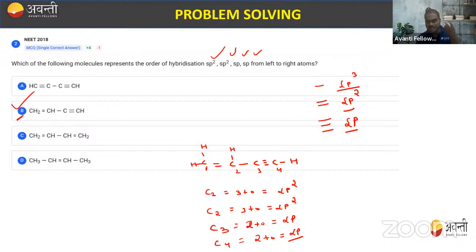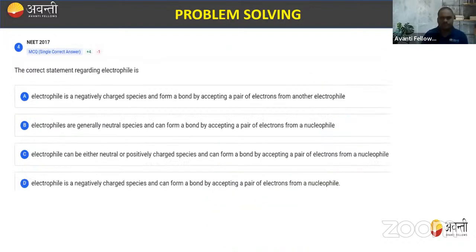जब भी तुमसे कोई पूछे कि हाइब्रिडाइजेशन निकालना, always use this rule, that is the number of sigma bonds plus lone pairs of electrons, right? And in a triple bond we have only one sigma bond. In a double bond we have only one sigma bond, and in a single bond we have a sigma bond only. So always remember, in a triple bond we have two pi bonds and one sigma bond. In a double bond we have one pi bond and one sigma bond. So this is what we need to calculate. They are asking which of the following represents this hybridization, so the correct option is B. Now move to the next question.